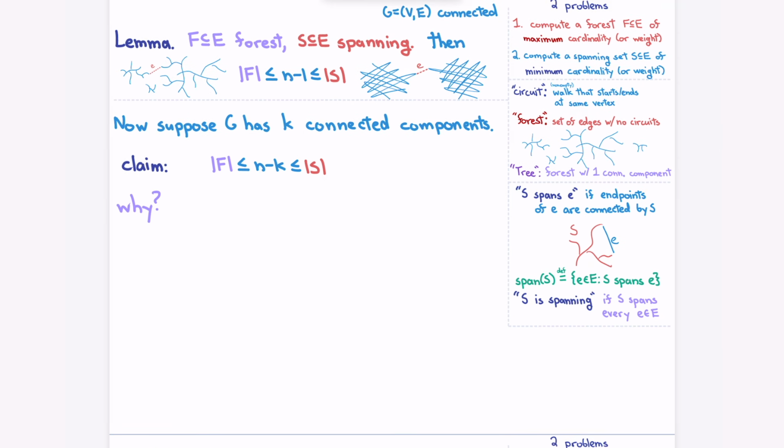So now suppose G has K connected components instead of one. Now I claim instead of N minus one, we have an N minus K. But why? Yeah, so we can just treat every connected component of the graph separately. 10 minus 1, 9 minus 1, 5 minus 1, and add them all up. If there's K components, you get K minus 1s. So that's not too exciting.